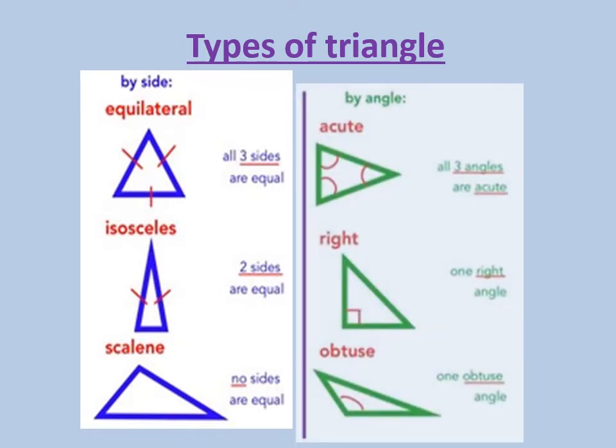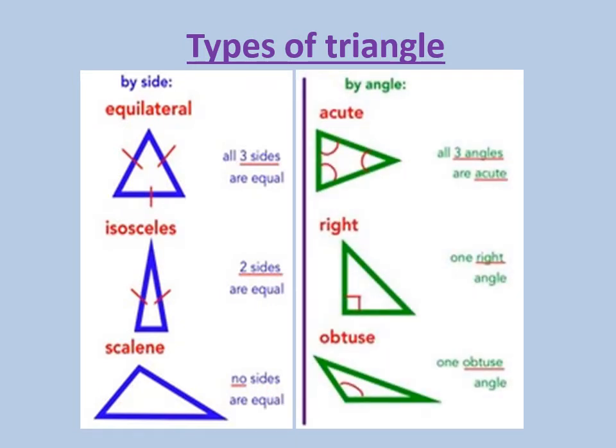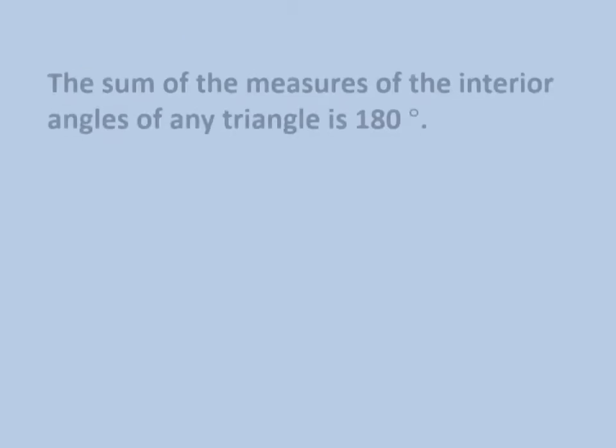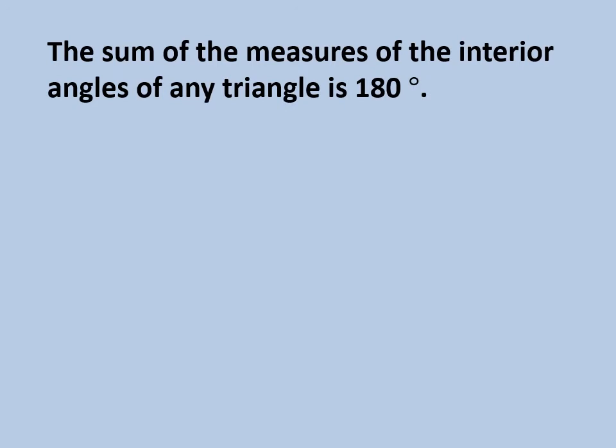Second, types of triangles according to angles. Acute angle triangle, the three angles are acute. Right angle triangle, there is one right angle. Obtuse angle triangle, there is an obtuse angle. As we learned before, the sum of the measures of the interior angles of any triangle is 180.